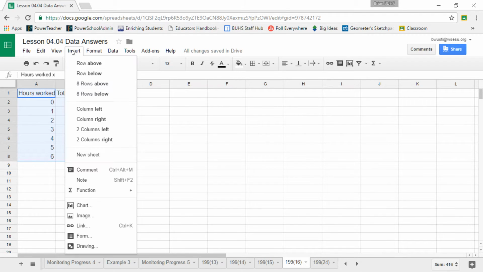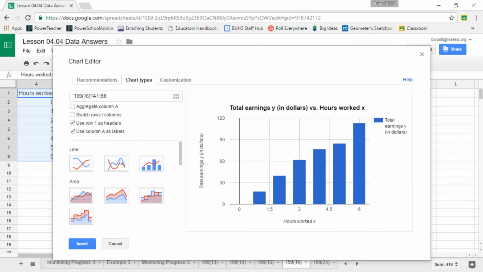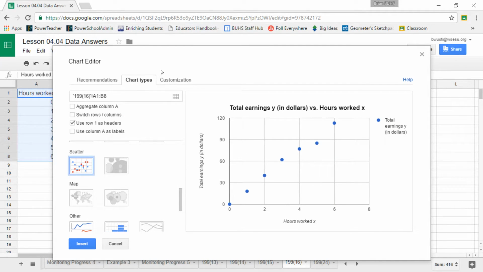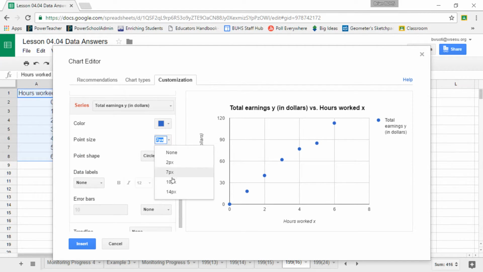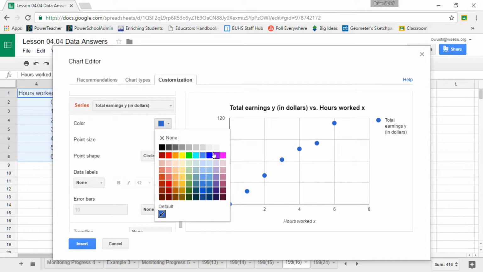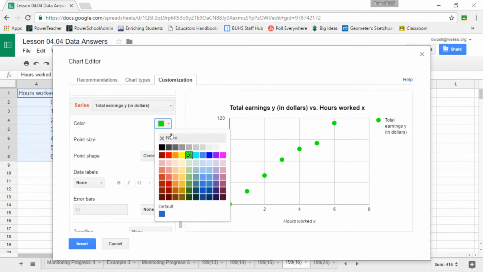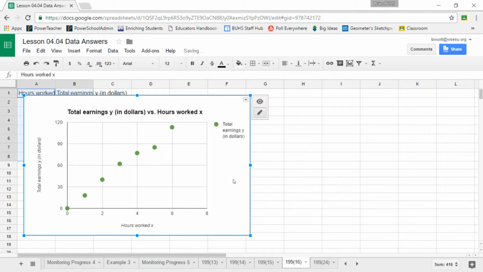Let's select our data. I'll go to insert. Let's do the chart thing, chart type. Scatter plot. Give me that scatter plot. Customization. Let's make our points a little bit bigger. Let's see, what's the inverse of green? Green for money. Let's see, that's actually there. That one will do. Insert.